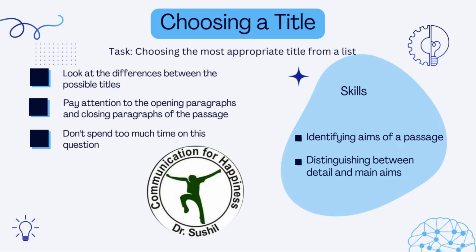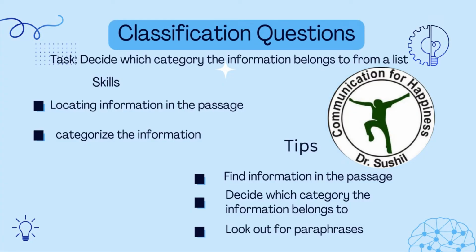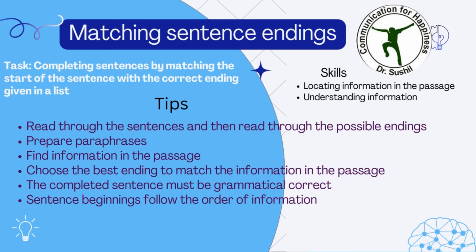The skills that can be used to identify the answers could be identifying aims of the passage, distinguishing between the detail and the main aim in the passage. In another kind of questions that is also known as classification questions, you have to decide which category the information belongs to from a list. So the skills that you can use are locating information in the passage, characterizing the information. You can find the information in the passage, decide which category the information belongs to. Look out for paraphrases.